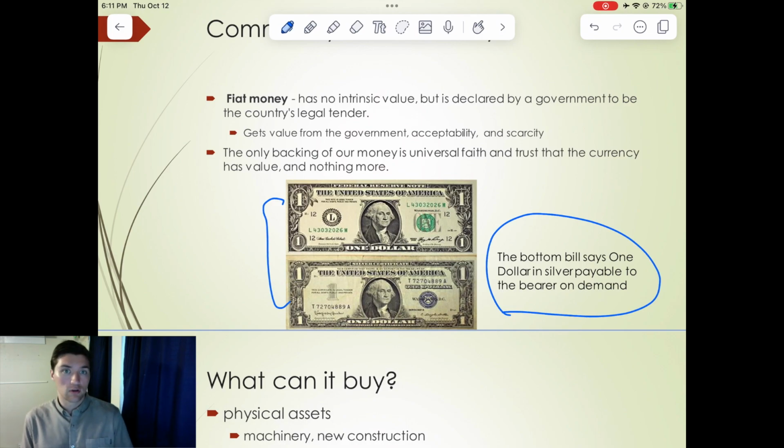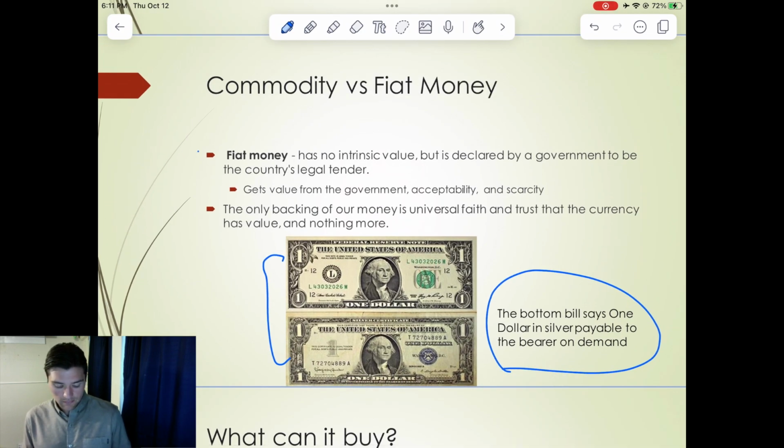So if you had $100 and you were to trade this in, you can get $100 worth of silver. That is commodity-backed money. Because money in itself, the fiat money, has no value. Literally, it's a piece of paper. But for some reason, we give it value. It is a piece of paper that has no intrinsic value. The only way it has value are the following.